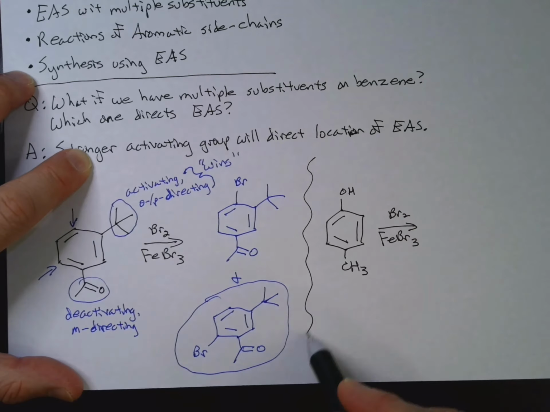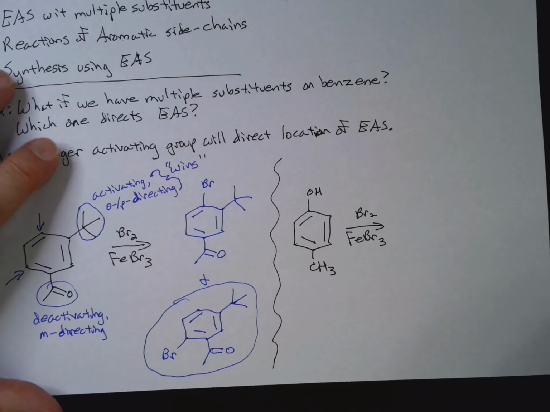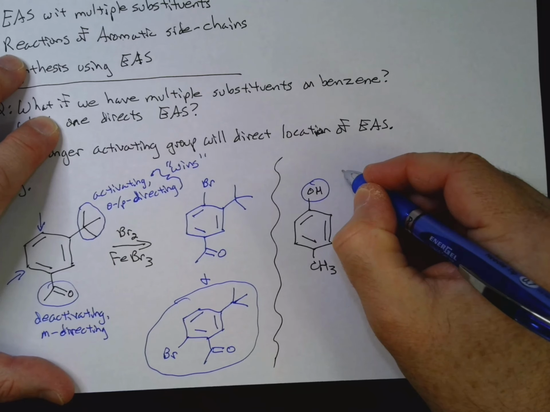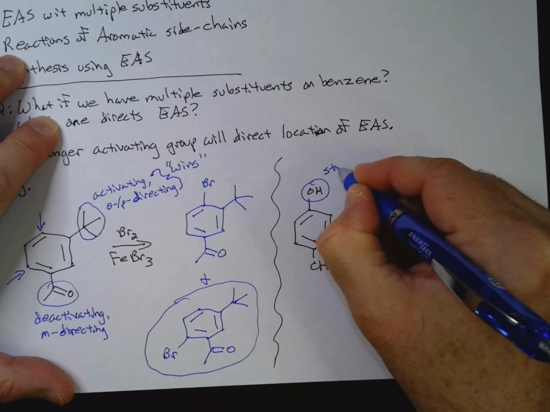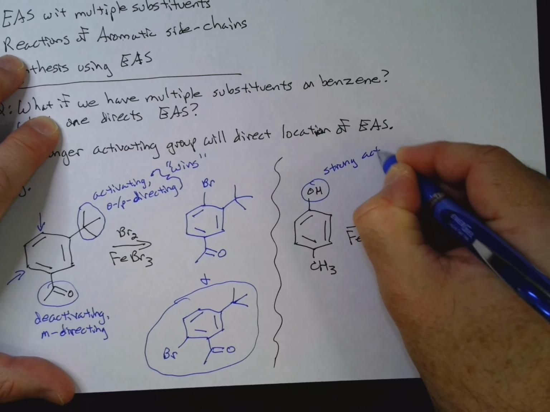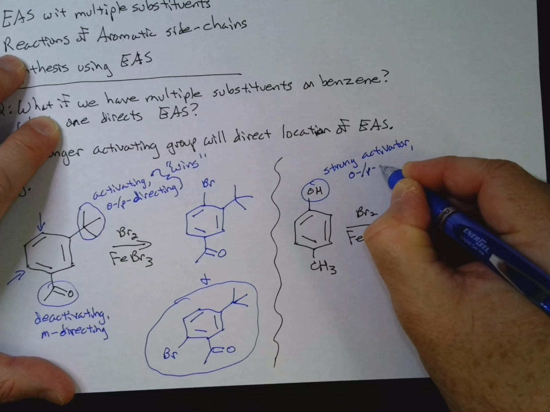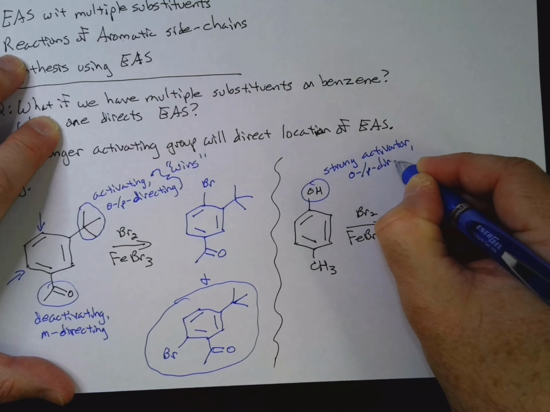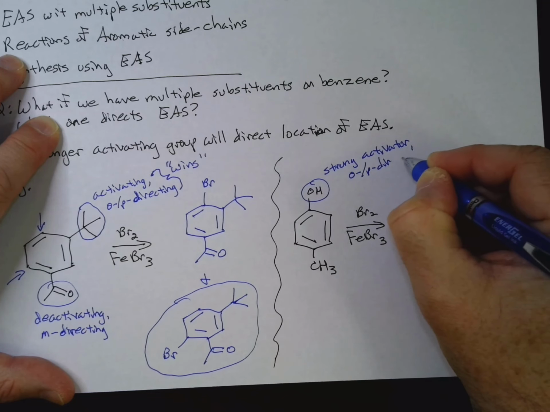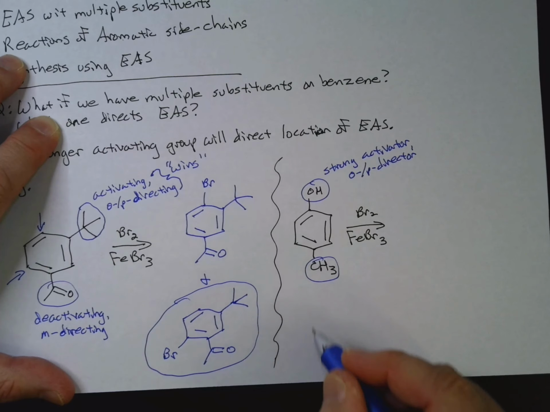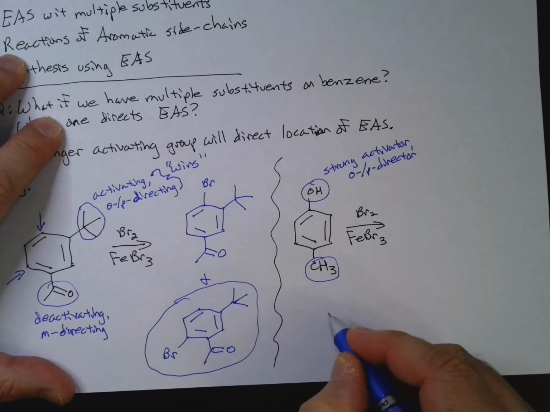Okay, let's look at the other one here. Now in this case, we have a strong activator. And it's an ortho-para director. And here we have a weak activator.